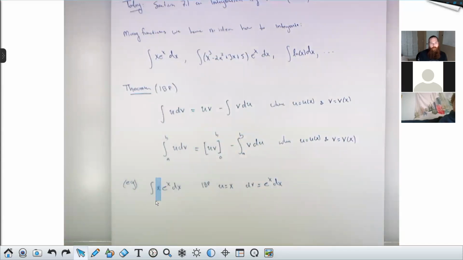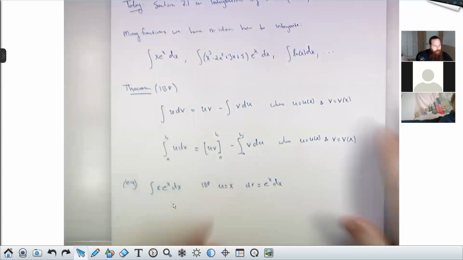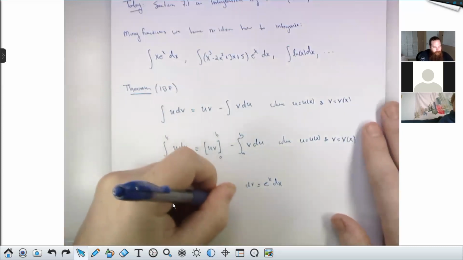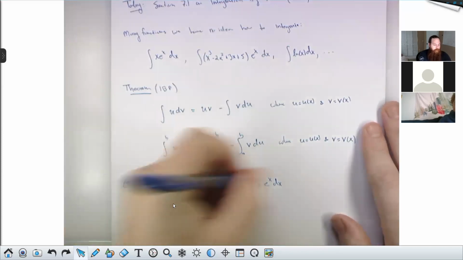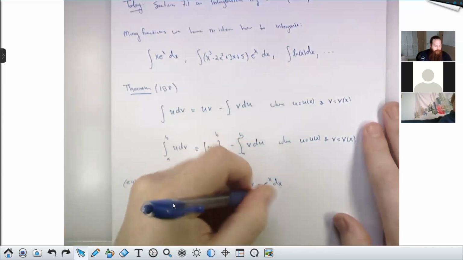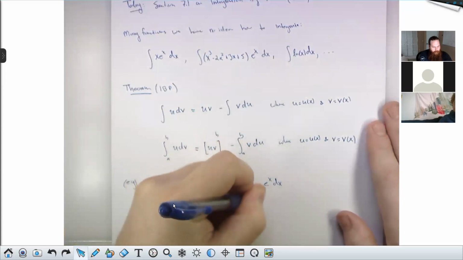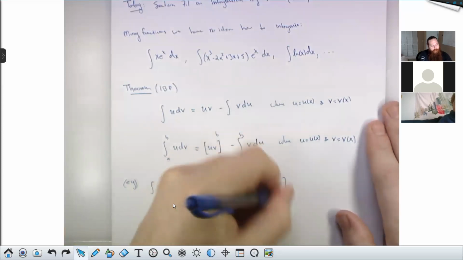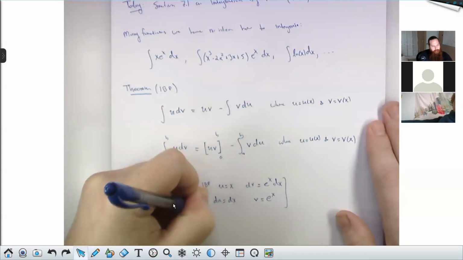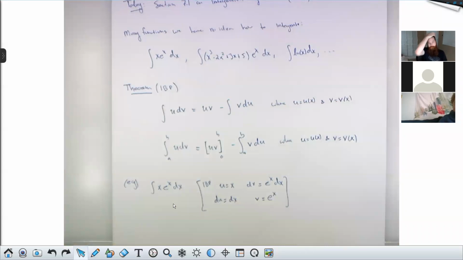So you split your integrand up into two pieces. One of the pieces you call u, the other piece you call dv. Then you calculate du. So here if u is x, du is just dx. And you calculate v. If dv is e to the x dx, then I would integrate on both sides to get v. The integral of e to the x dx is just e to the x. So here is my IBP table. And then you apply the formula.